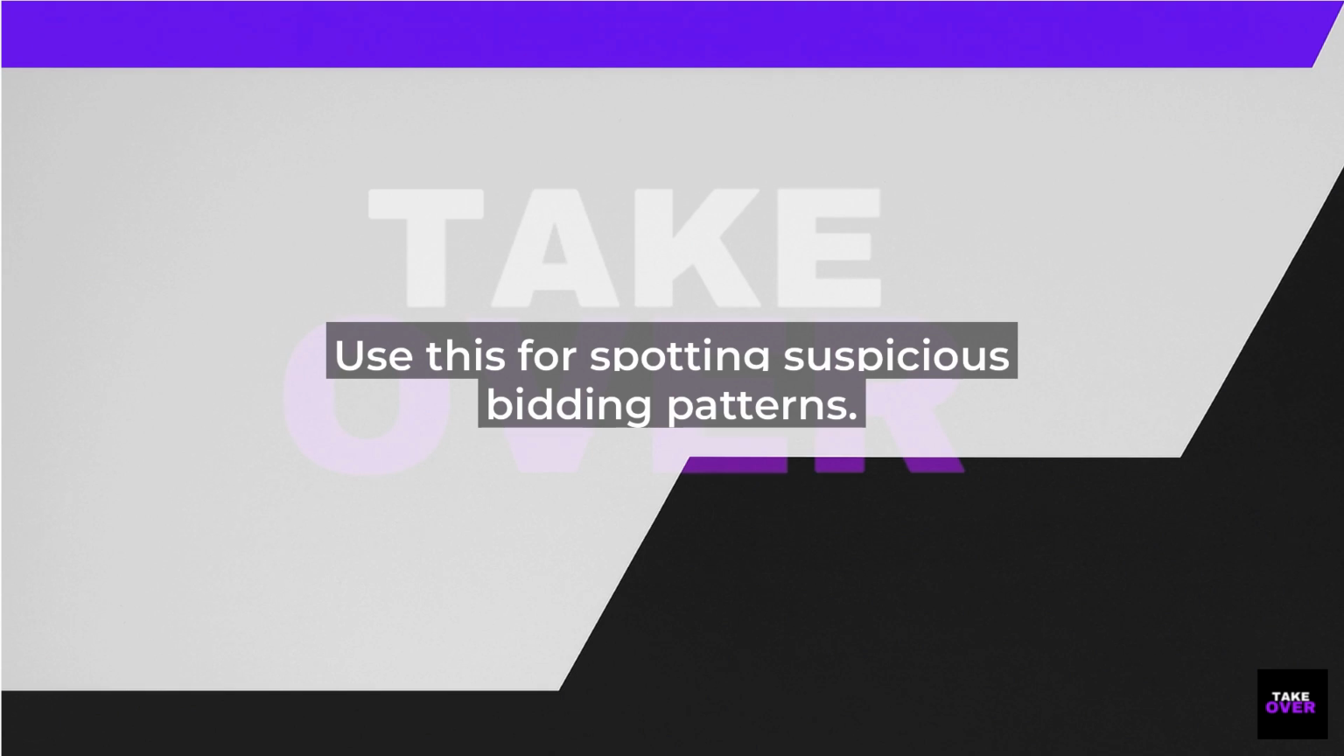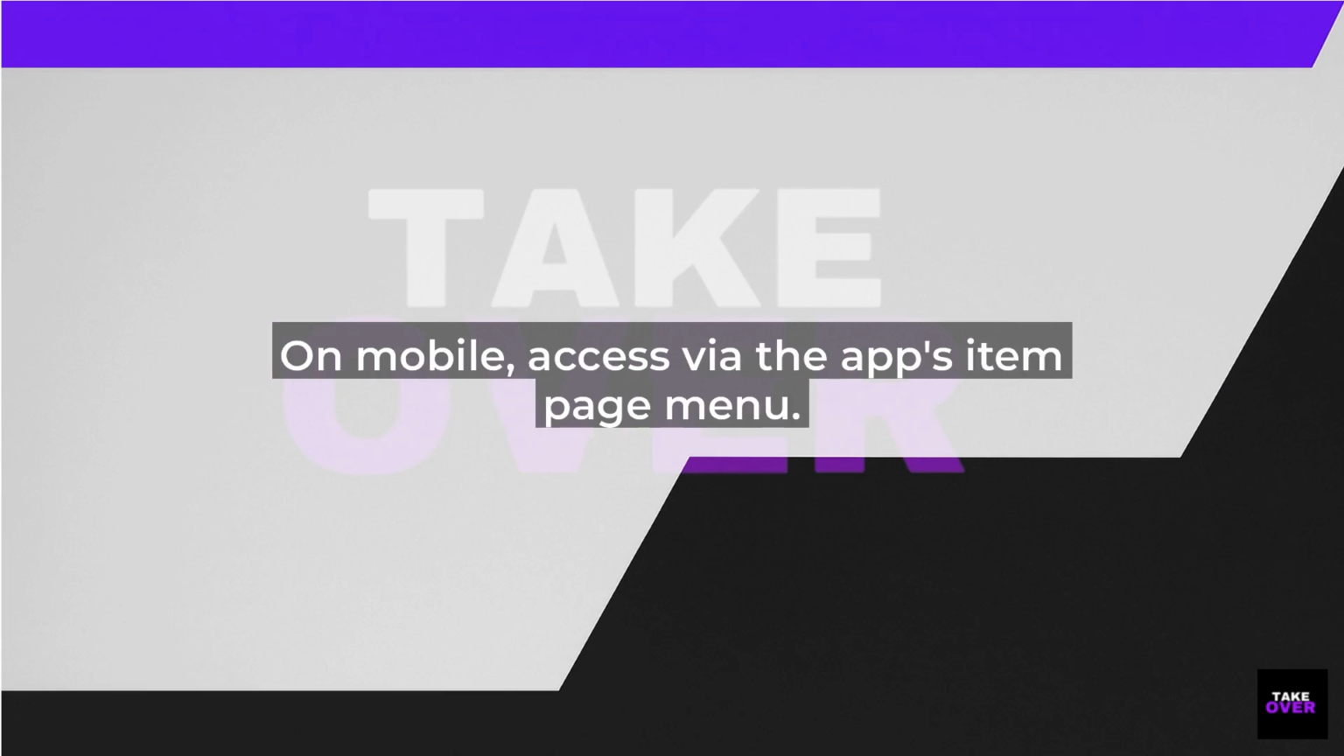If you're on mobile, the process is almost the same. Open the eBay app, log in, search for the item, and tap on the listing. Then, swipe down to find the bid history option. It's often in a menu or under More Details.